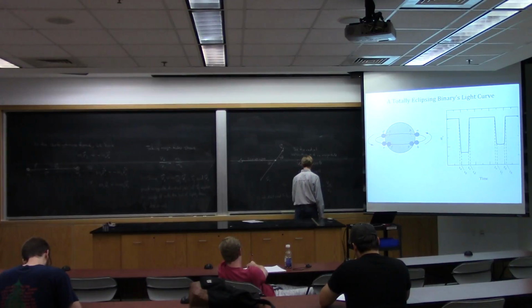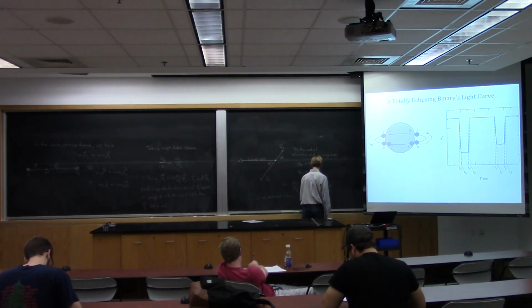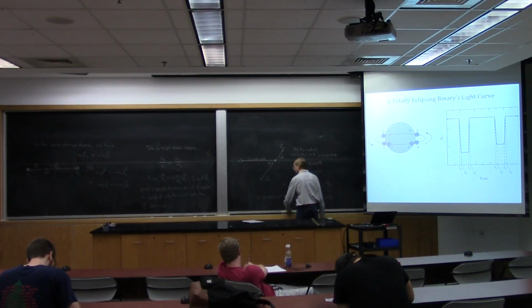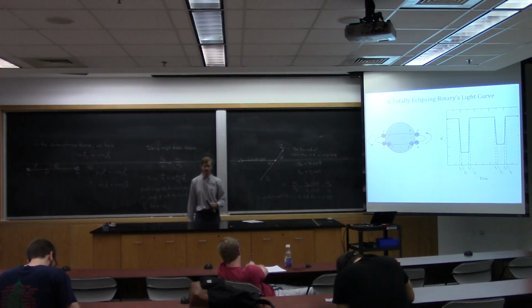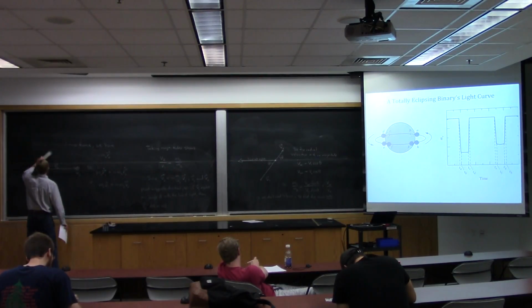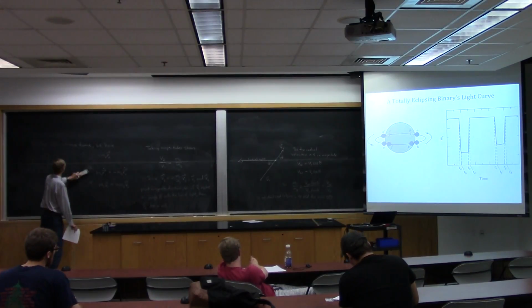We don't need to know I to find the mass ratio. But the problem is that we do need it in order to find the sum of the masses, so that we can actually find the masses of the two stars.